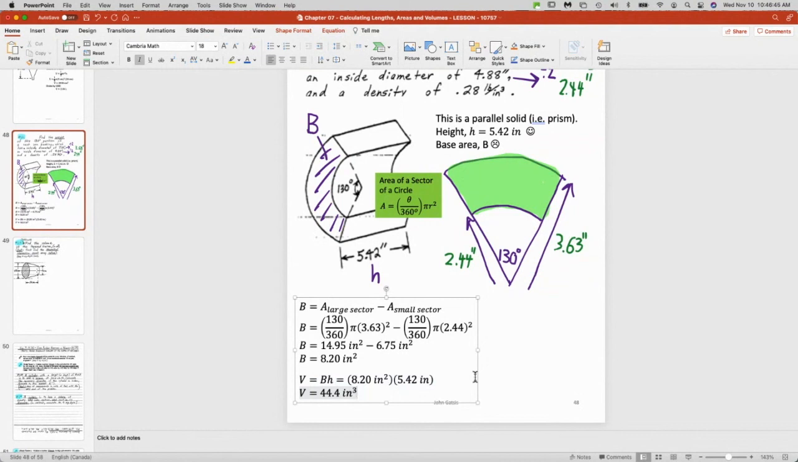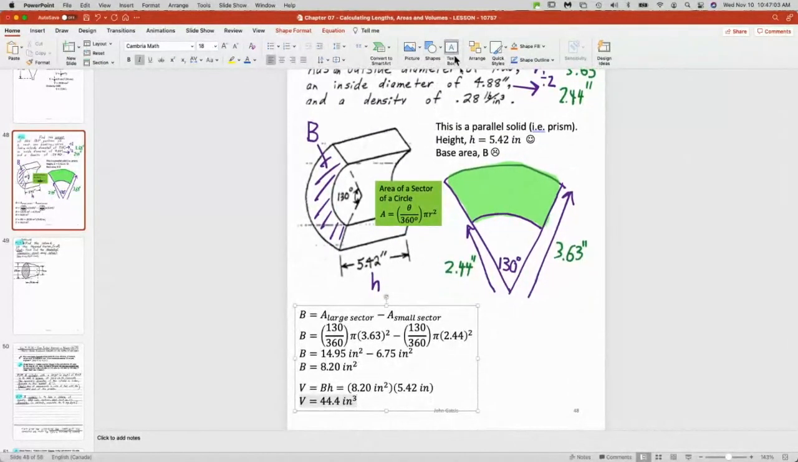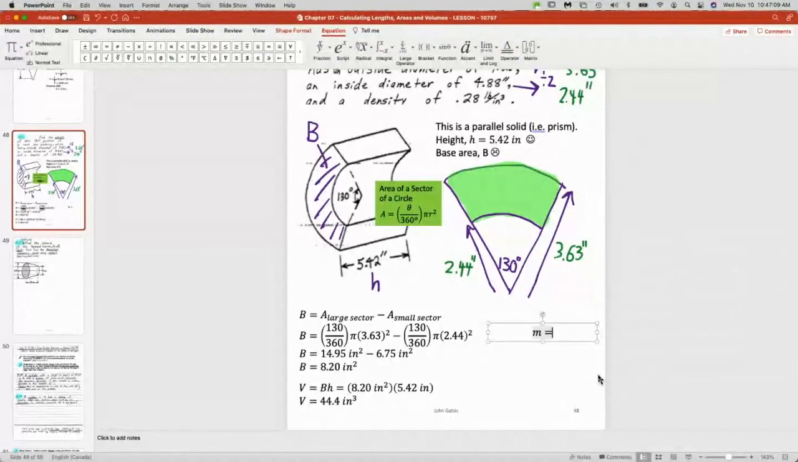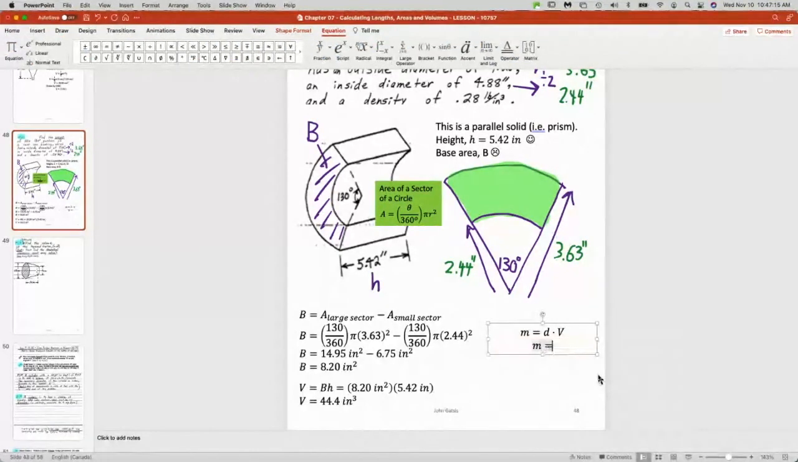So we have 44.4 inches cubed. All right. Now we need to get the mass. So we're almost there. When they say weight, they're really talking about pounds here. So let's finish off the question and say that mass equals density times volume. So the mass is equal to 0.28 pounds per cubic inch times 44.4 inches cubed.